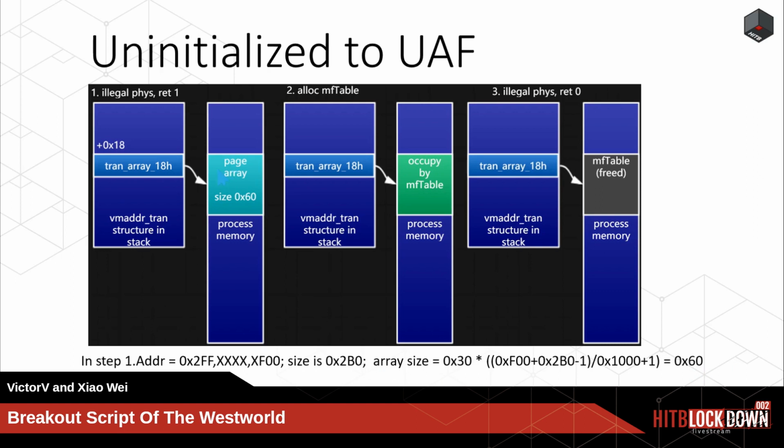Secondly, we allocate an MF table with size 0x60, and the heap should occupy the same space, because the space should be the first chunk in the free list. Then we trigger the bug. It will free the pointer stored before, which points to the MF table now. So we get a dangling pointer of the MF table.